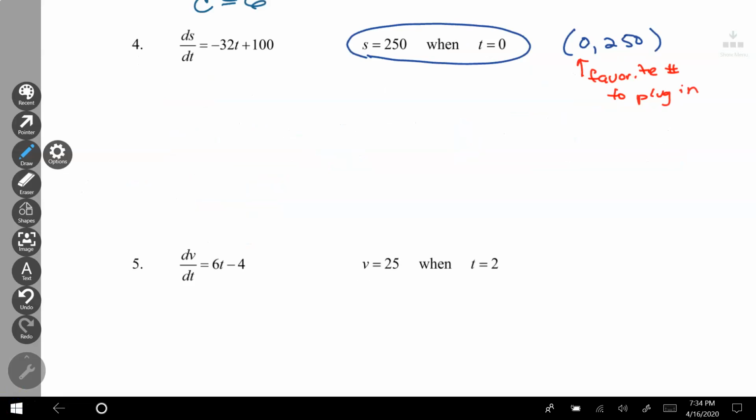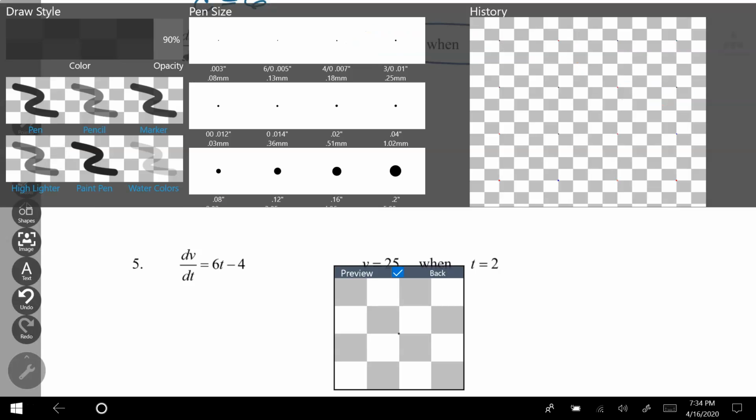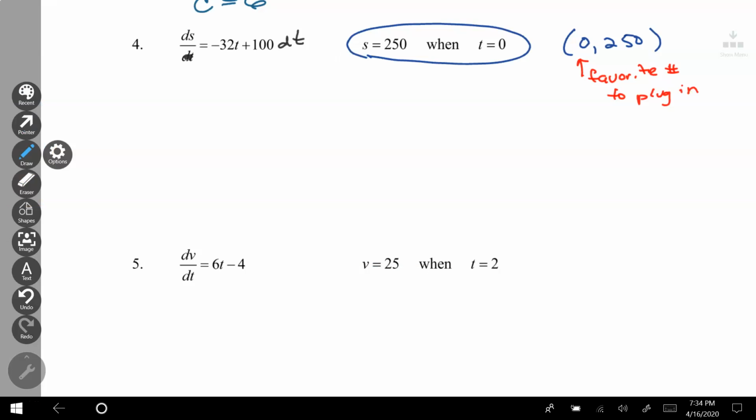Okay, we have another example. Instead of having x's and y's, we have ds and dt. Doesn't really matter. t is the input, s is the output. I'm going to bring this over to the other side. I'm going to take its antiderivative.